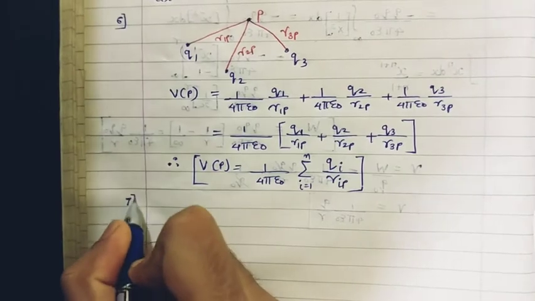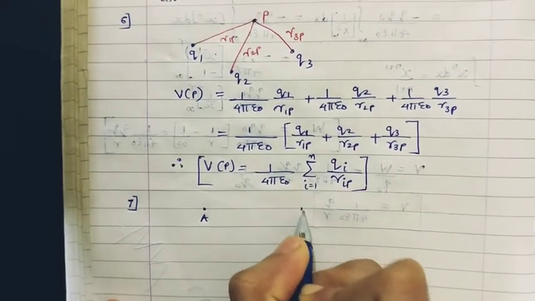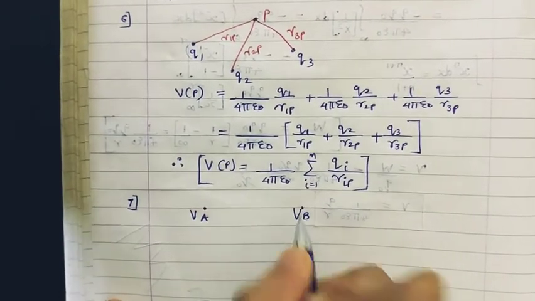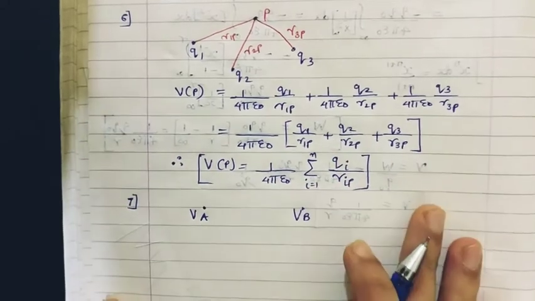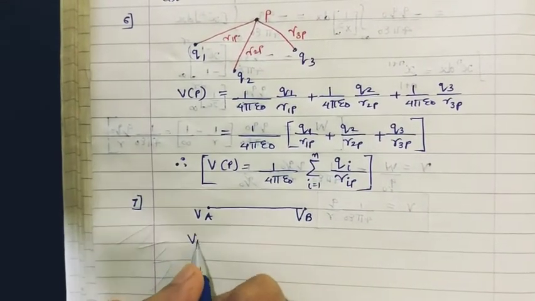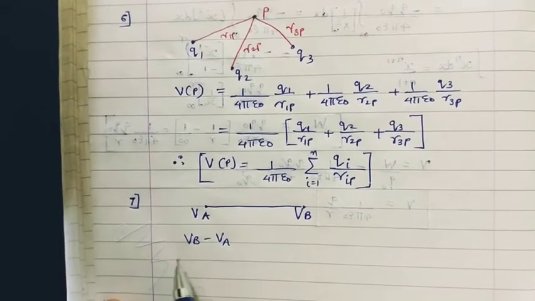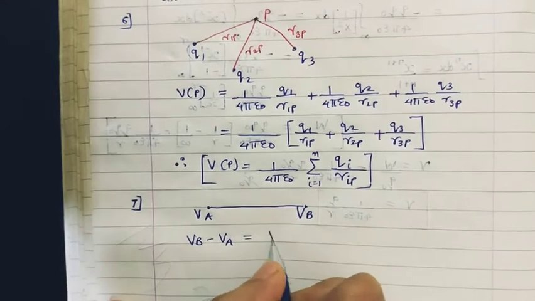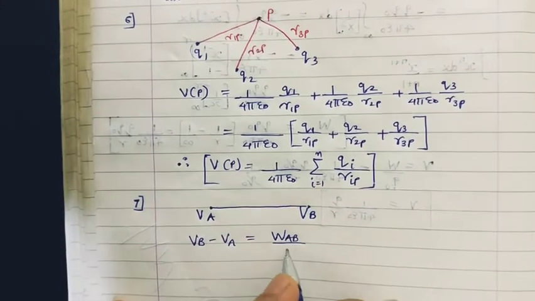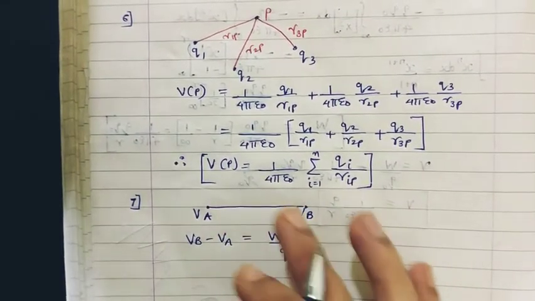Now if there are 2 points, let's say point A and point B, and the potential at these points is VA and VB respectively. In an electric field, the electrostatic potential difference between them, that is VB minus VA, let's say VB is at a higher potential than VA. Then the potential difference is the work done in getting the charge from A to B upon the charge Q naught which you are moving. So this is the definition in this case.